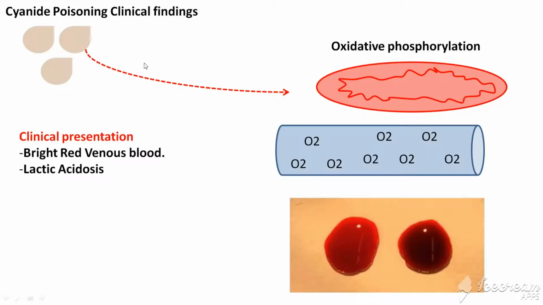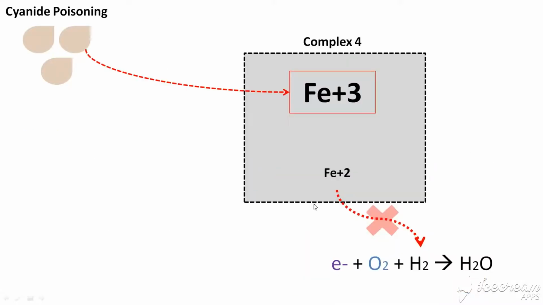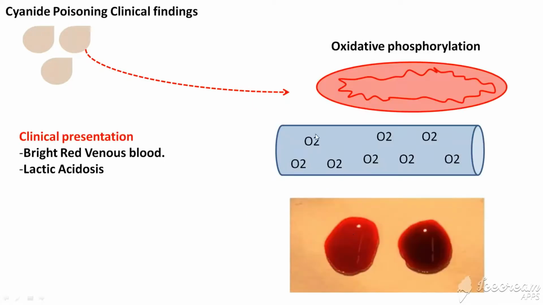Okay, so what are some important clinical findings of cyanide poisoning? Well, the first thing is that these patients are going to have bright red venous blood. Now, why is that? Well, if you recall, we said that complex 4 donates the electron to oxygen to form H2O. So if complex 4 is inactive, it's not going to need any oxygen. So oxygen is going to remain in the venous blood, and this is why this blood is going to have a bright red appearance to it.